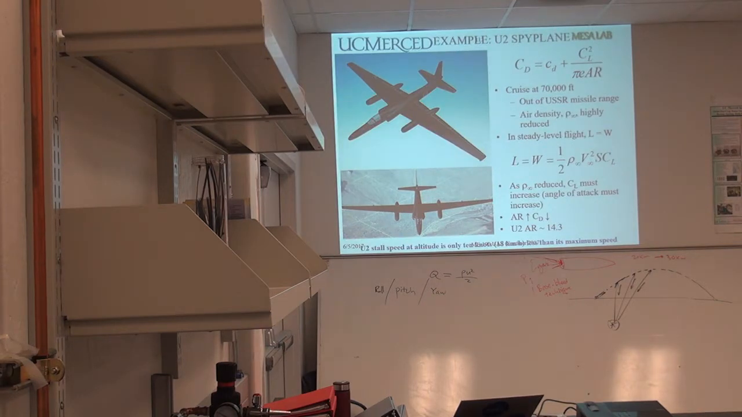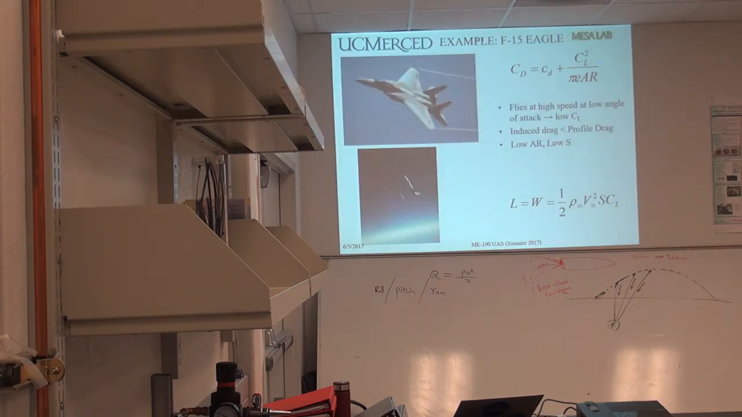So the U-2 is a spy plane. I told you that it's really big. So this is small, and the aspect ratio goes really high. The drag is very low, so therefore they can fly in the air for a long time. And for fighter jets, it's a short mission time. They fly at very high speed, low angle of attack. Lift can be small at that point, and the induced drag is still less than profile drag.